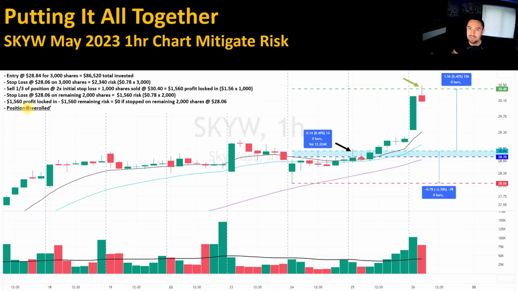So I've just locked in, by selling 1/3 of the position, $1,560 profit, and my risk on the trade is $1,560 because I've still got 2,000 shares with a stop loss down here, which means if I get stopped out on the remaining 2,000 shares at 28.06, I free rolled. I'm break even on the trade. Get it? That's why trigger bars are important. That's why defining your risk is important. I'm trying to get in, free roll it, and sit for the intermediate term trend.